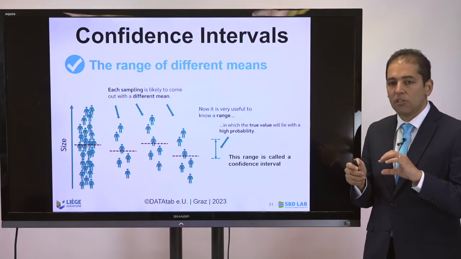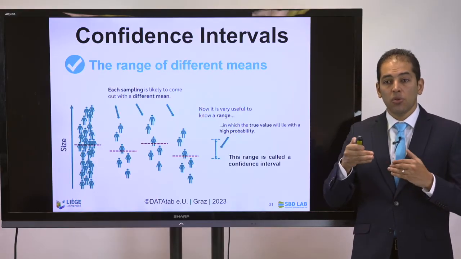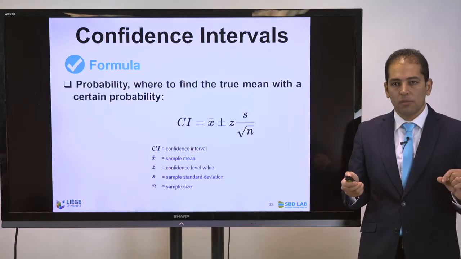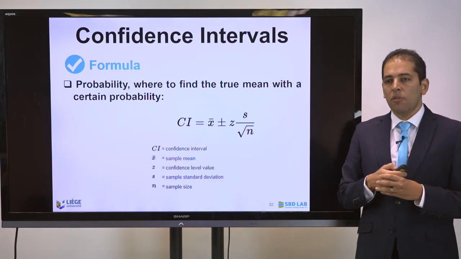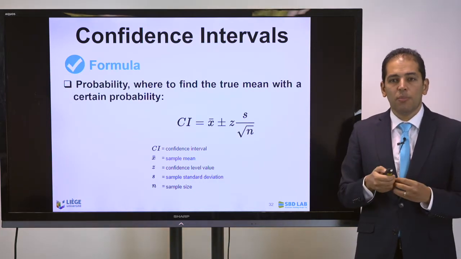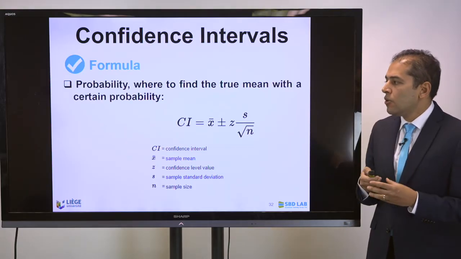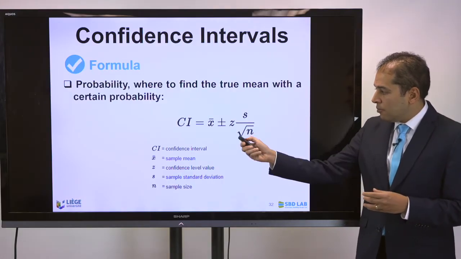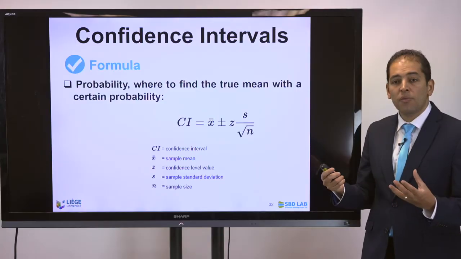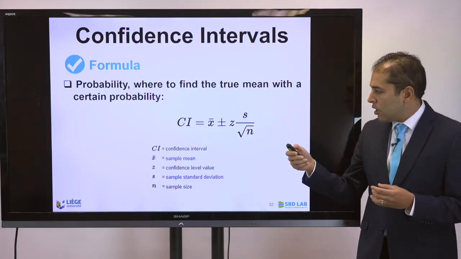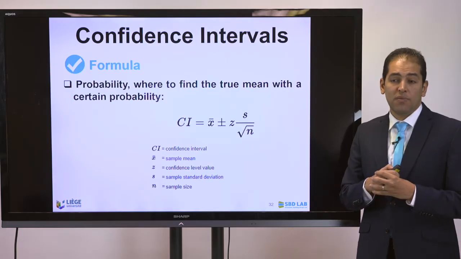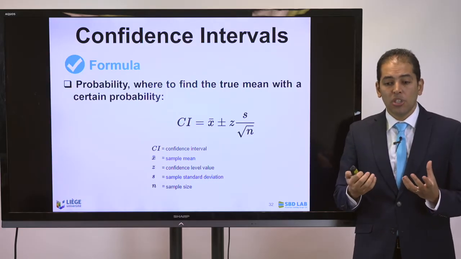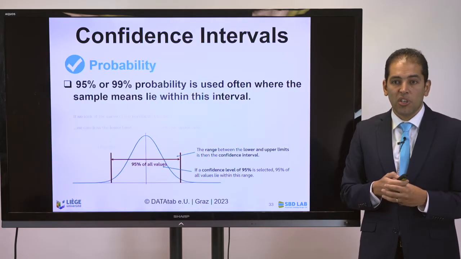So it's very important to calculate the confidence interval to estimate those differences and this range of the different means of the different samples that I collected. Now, in order to calculate the confidence interval, we rely on a probability-based formula where we try to find the true mean with a certain probability. The confidence interval equals the sample mean plus or minus z, the confidence level value, multiplied by s, the sample standard deviation, divided by the root of my sample size. Based on that equation, I can estimate my confidence interval.